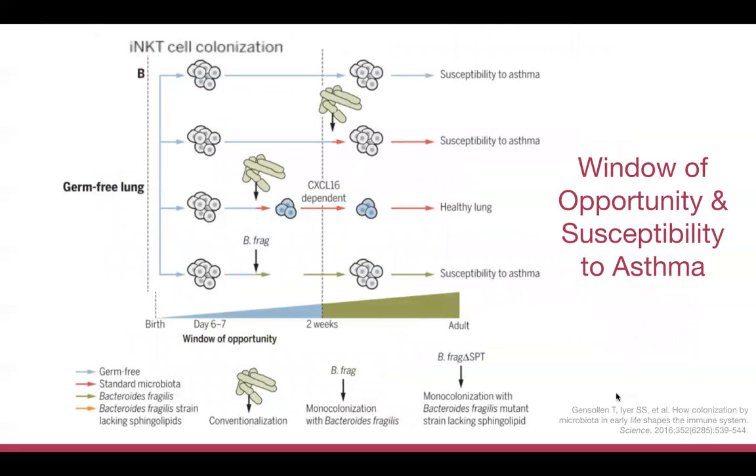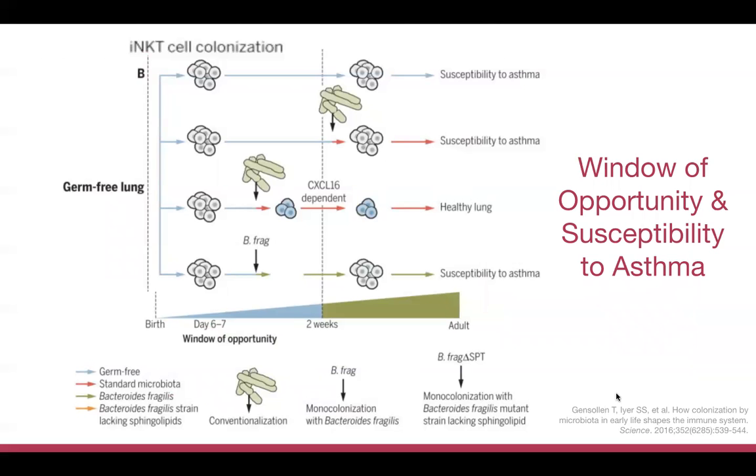This graphic is taken from a paper that sought to demonstrate the critical nature of microbial colonization in shaping the immune system, leveraging a germ-free mouse model. Specifically, the researchers looked at invariant NKT cells colonizing the lungs of germ-free mice under several different scenarios, and then monitored the animals for lung health outcomes.